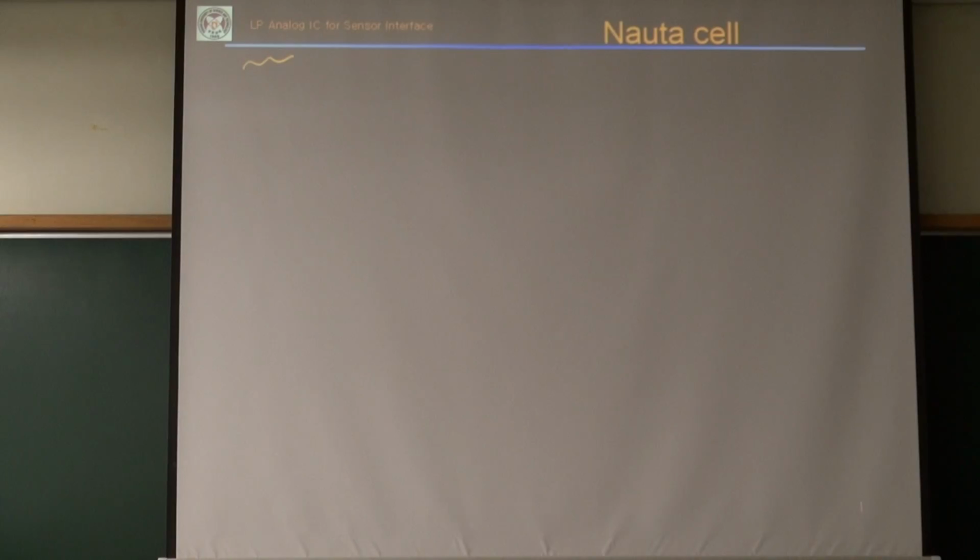On Thursday. So we are talking about the inverter-based amplifier. Let's see. This inverter can be the most simplified circuit for an amplifier. Then this will be very useful for a low power amplifier.